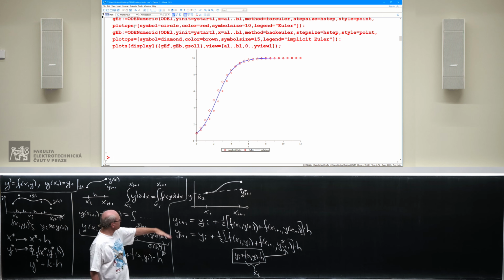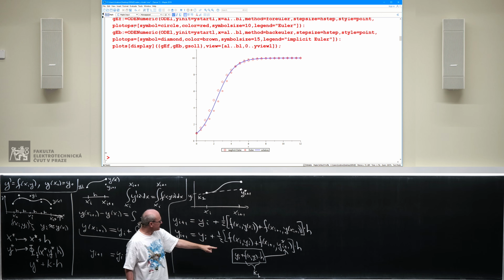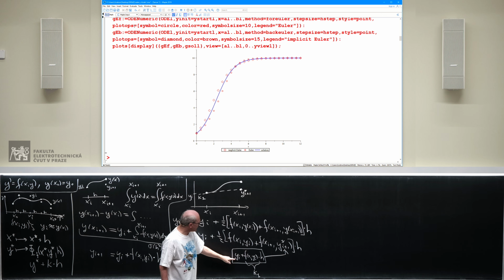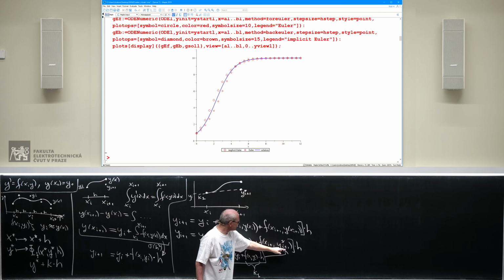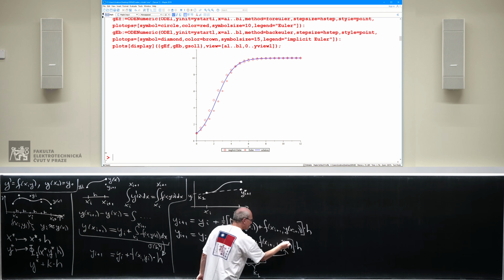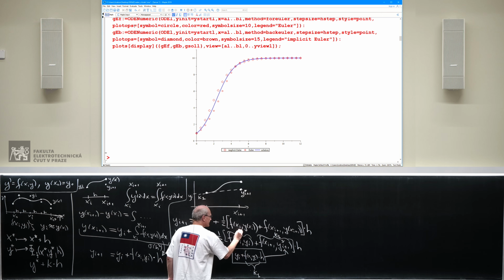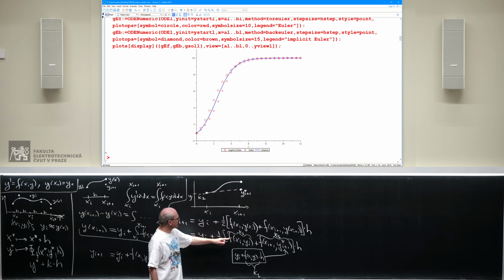Then I move along a straight segment in this direction using the slope k1. And after I take this new point, yi plus 1 star, and substitute it into f, I get something I can call k2, because that's the slope here at the endpoint. So this is slope k2. And then I can actually see here the slope k1. And I can see that I'm averaging k1 and k2.